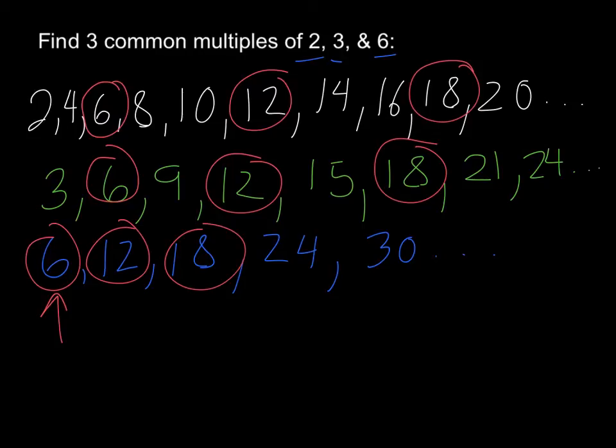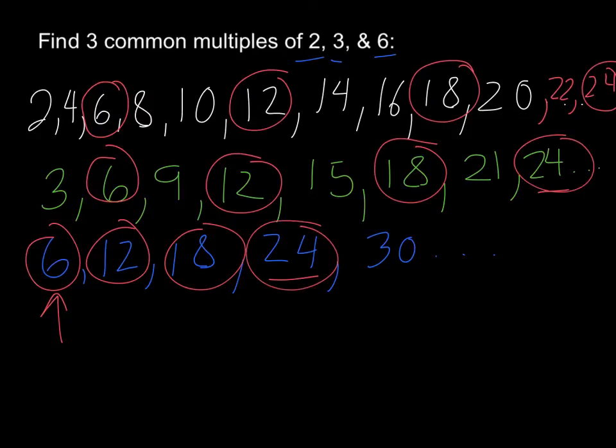And some sharp-eyed people will recognize that 24 is in my list for 6, 24 is in my list for 3, and that if I kept going, I would get to 24 in my list for 2. So there are 4 common multiples of 2, 3, and 6: 6, 12, 18, and 24.